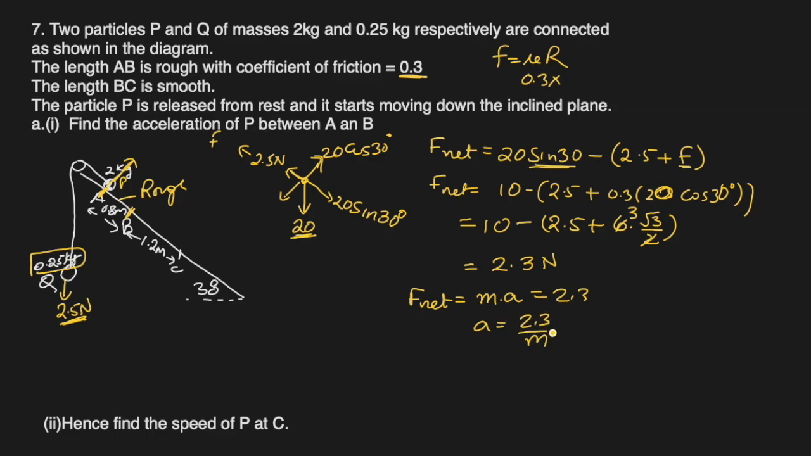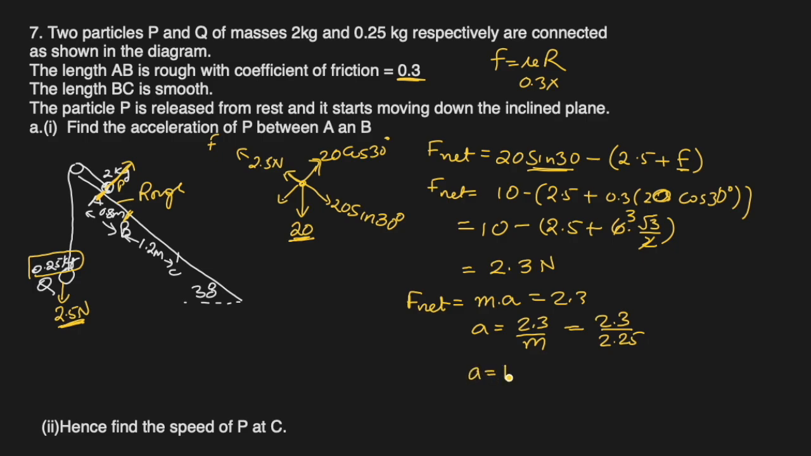But the system is not only taking these 2 kilograms, it is taking 0.25 kilograms along. That means this mass will be the sum of the two. So it will be 2.3 divided by 2.25. So that acceleration is 1.024 meters per second square, rounded off to 1.02 meters per second square.